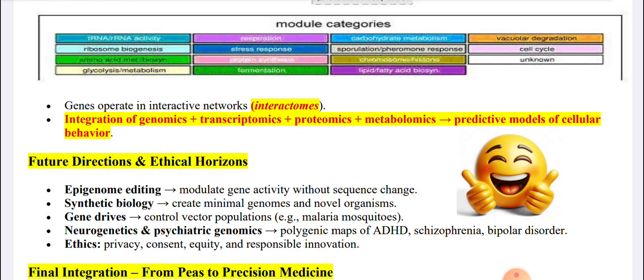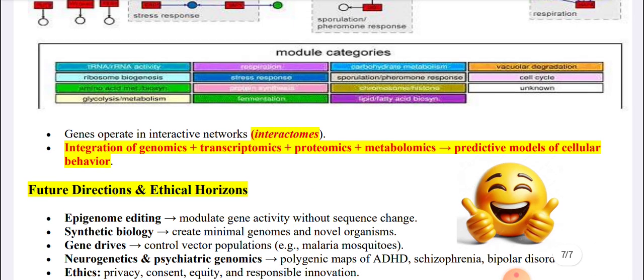Why all four? Because each layer gives you a different snapshot. The genome is the potential blueprint. The transcriptome tells you what parts of the blueprint are being read right now. The proteome tells you what molecular machines are actually built and active. And the metabolome reflects the actual biochemical activity happening. It's like going from the library catalog to the books being read to the people doing things to the results of their actions. That's a great analogy.